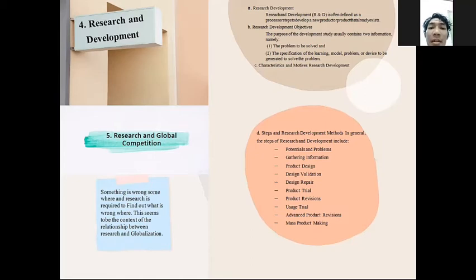So the next, I will explain about research and global competition. Something is wrong somewhere, and research is required to find out what is wrong where. This seems to be the context of the relationship between research and globalization. When we research something, in global competition, we can know what is wrong in another part of the world because we research about that. It is not enough to undertake and continue research only in the field of science and technology. Research in social science and humanities is also equally necessary.